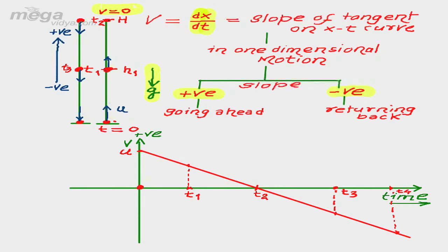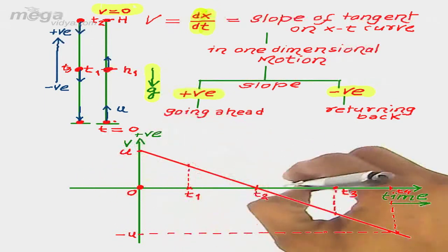We can say, because accelerating and retarding accelerations are the same, it again acquires the same velocity but in the opposite direction with which it was thrown. So velocity corresponding to time t4, I may take it as minus u.